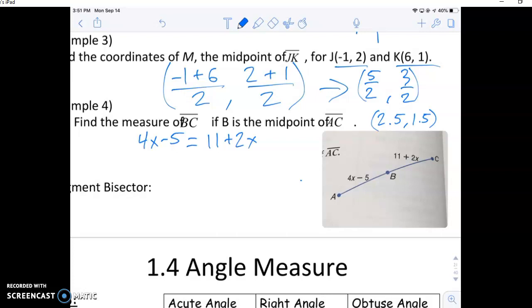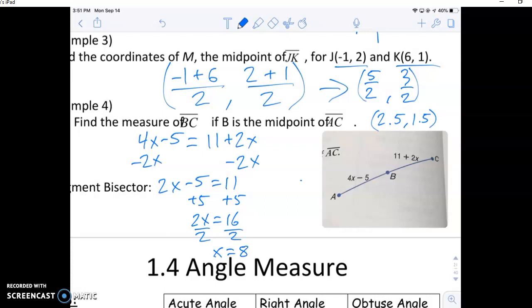Since we only have one variable, that means we can solve. So I'm going to subtract 2x from both sides to get 2x minus 5 equals 11. If we add 5 to both sides, we get 2x equals 16. And then we divide both sides by 2 to get x equals 8. So that tells us x equals 8. But that's not what the question is asking. The question is asking what's the measure of BC.